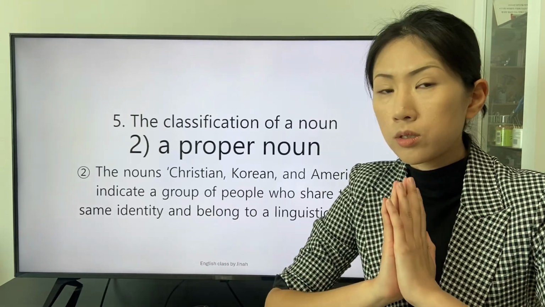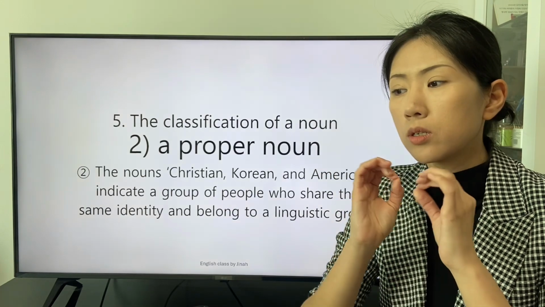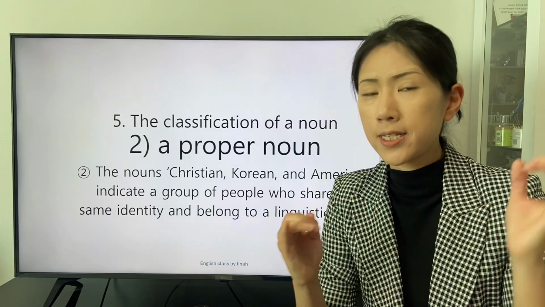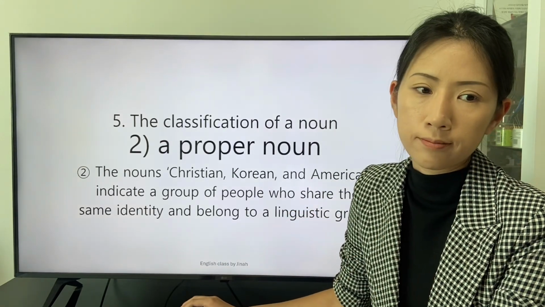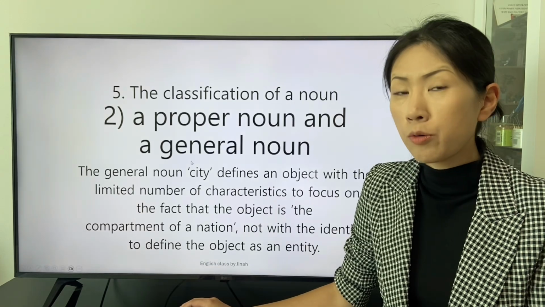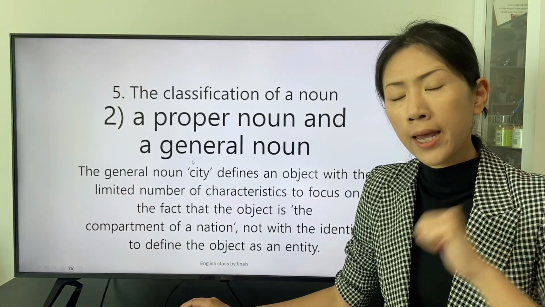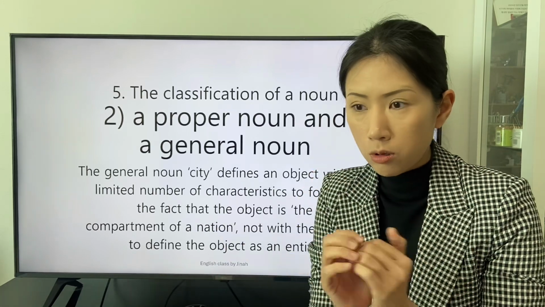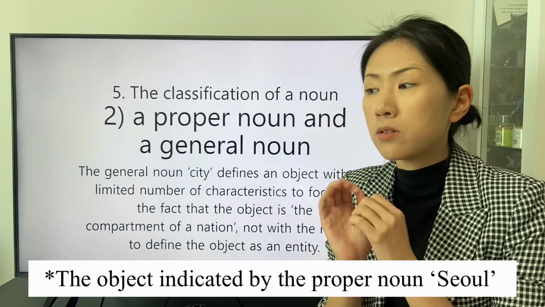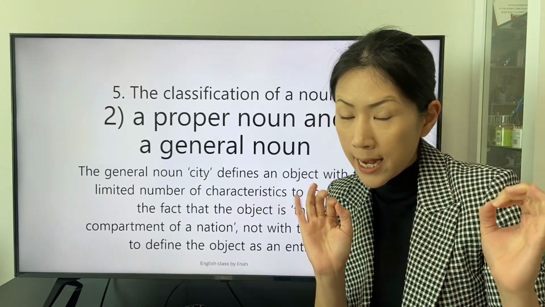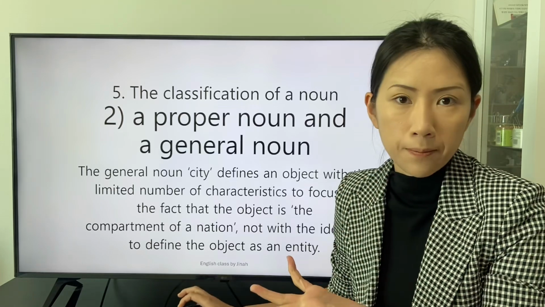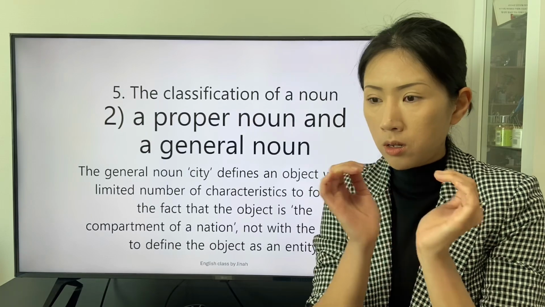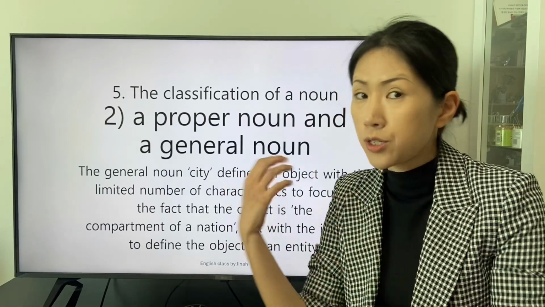So the nouns to indicate them are defined as proper nouns. Let's compare the general noun city and the proper noun Seoul. Seoul can be indicated by the other noun, city. So, what is the difference between the noun city and Seoul?